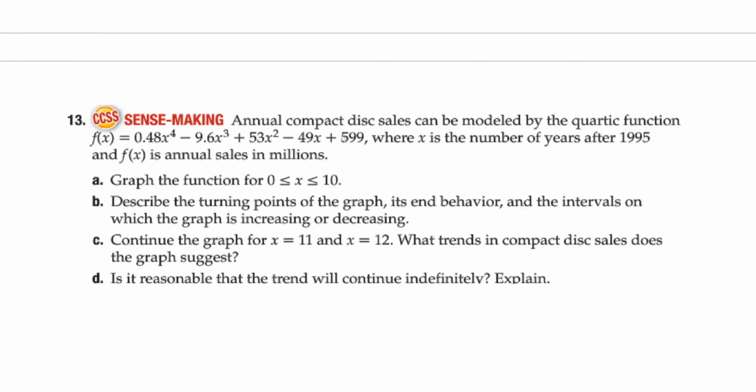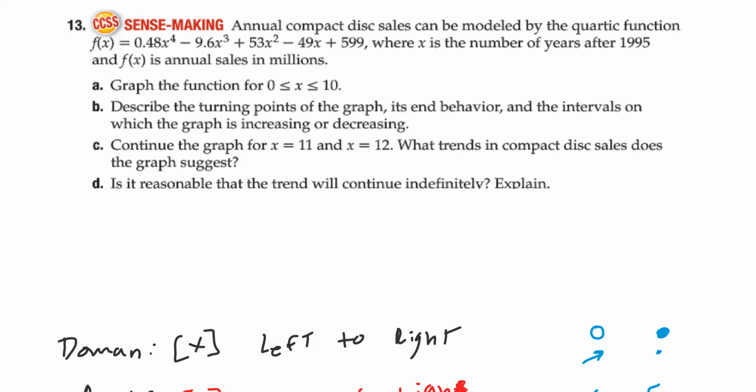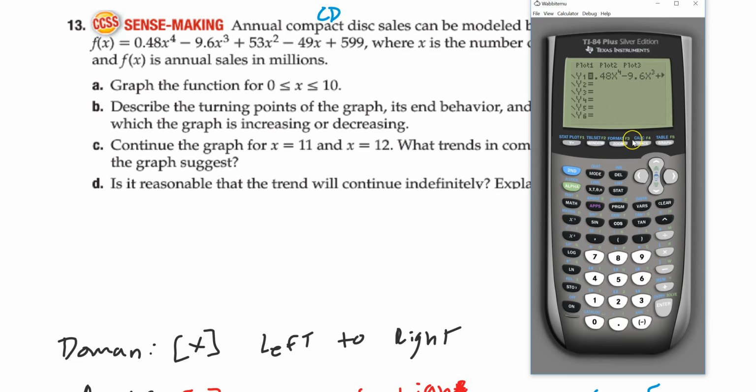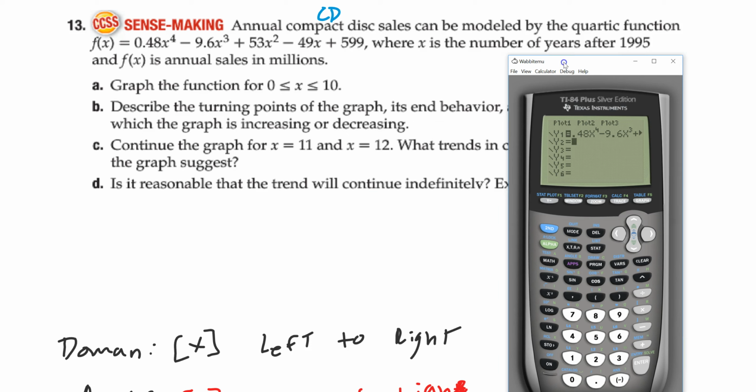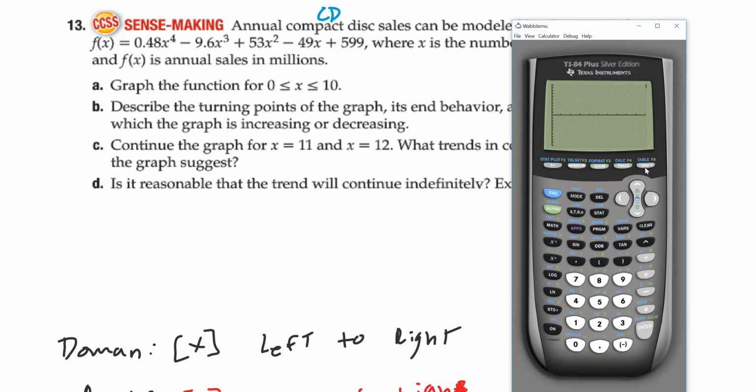Let's see if we can do another one real quick. The annual compact disc sales, those are CDs, people. They're modeled by the quadratic function listed here, where x is the number of years after 1995, and f is annual sales. Graph the function between 0 and 10. So I just typed that in again. Let's talk about what x and y are, because I kind of skipped that. X is the number of years after 1995, so x is years and f is sales. Okay, let's graph this and see what it looks like.